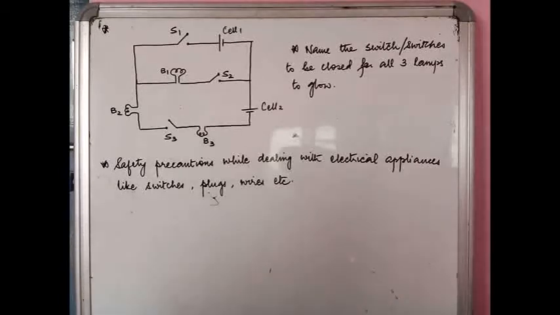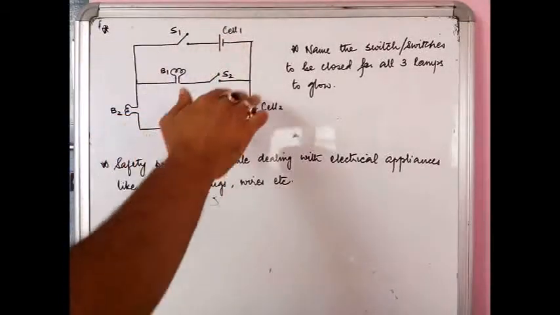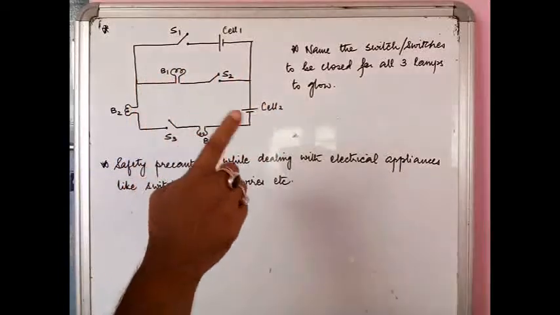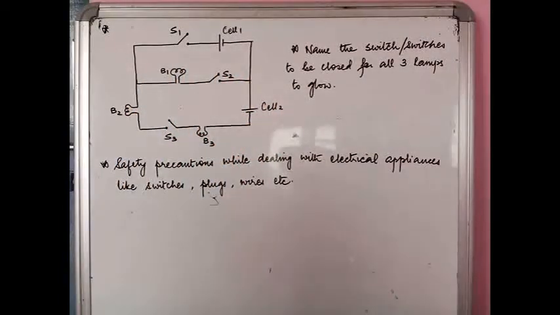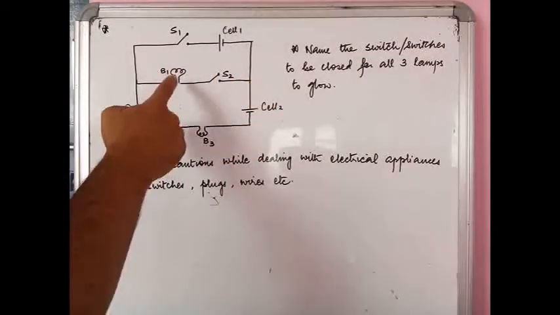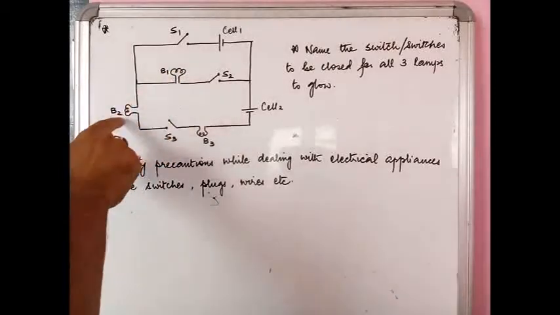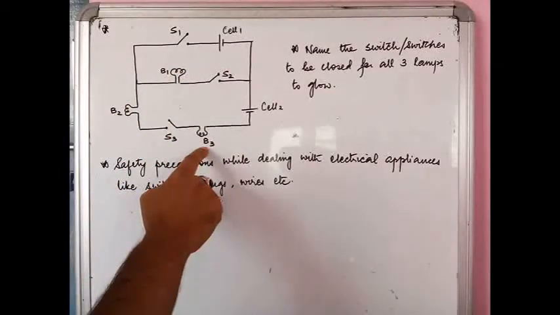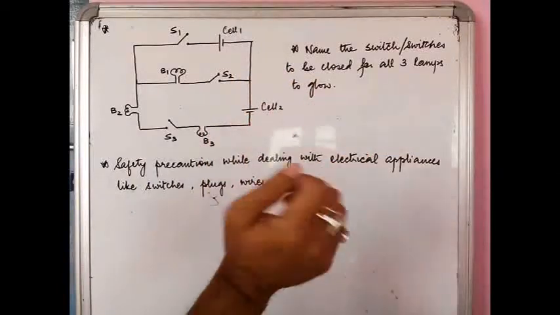So let us start with this one. You see this particular combination, first of all we'll try and see what all components are there. You can see bulb B1, bulb B2 and then bulb B3. So there are three bulbs, or you can say lamps.